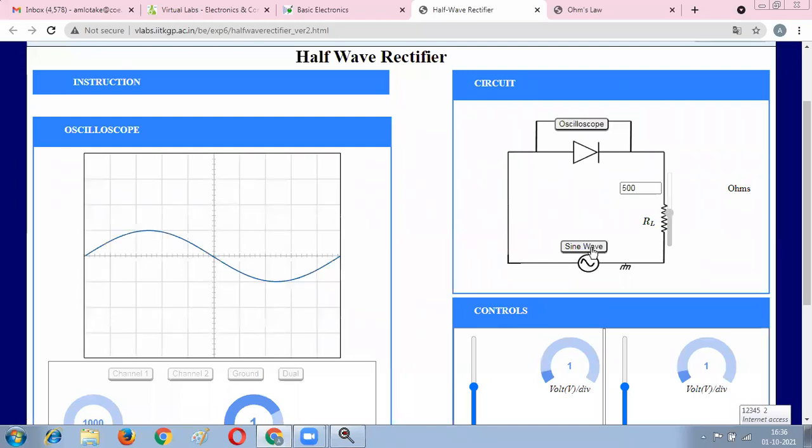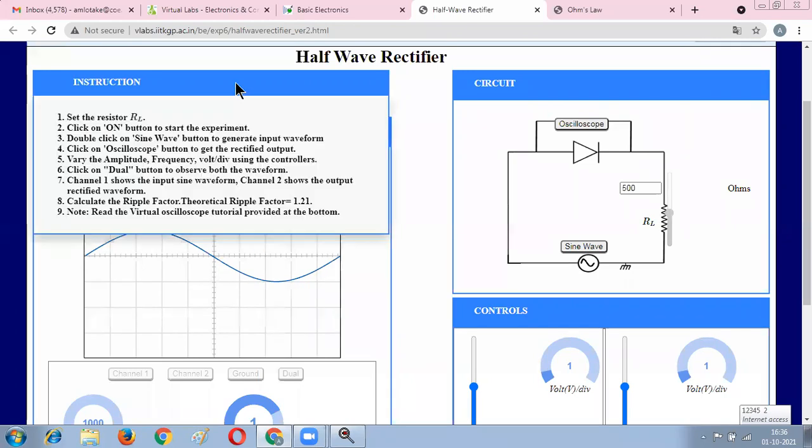So see, this is nothing but your input waveform. Now after what you are going to go for the third. Click on the oscilloscope button to get the rectifier.